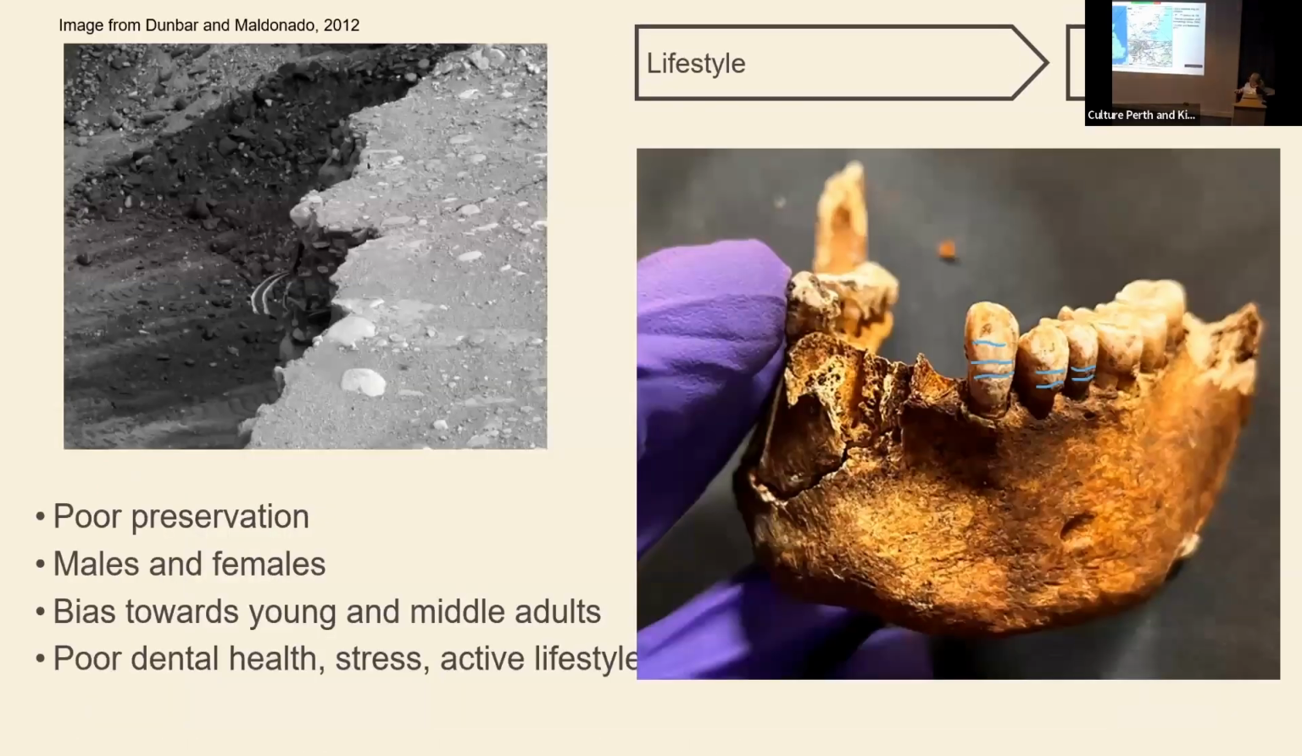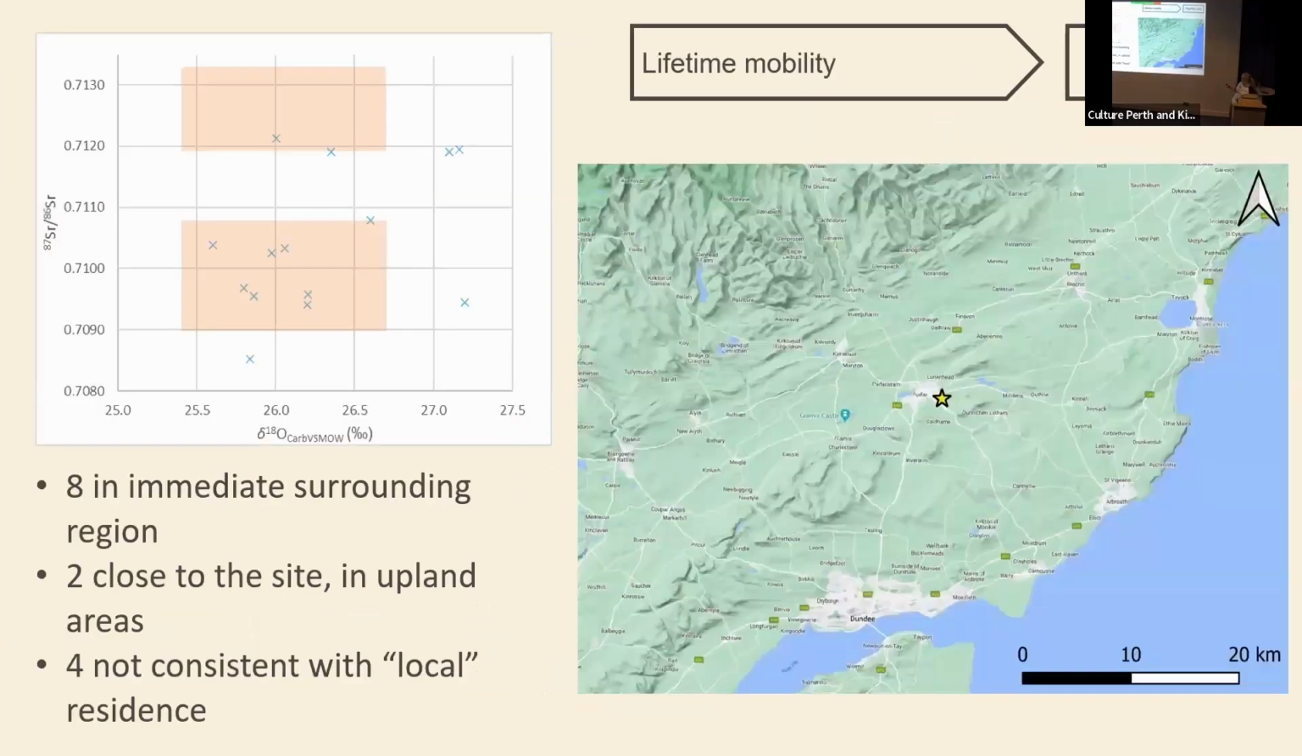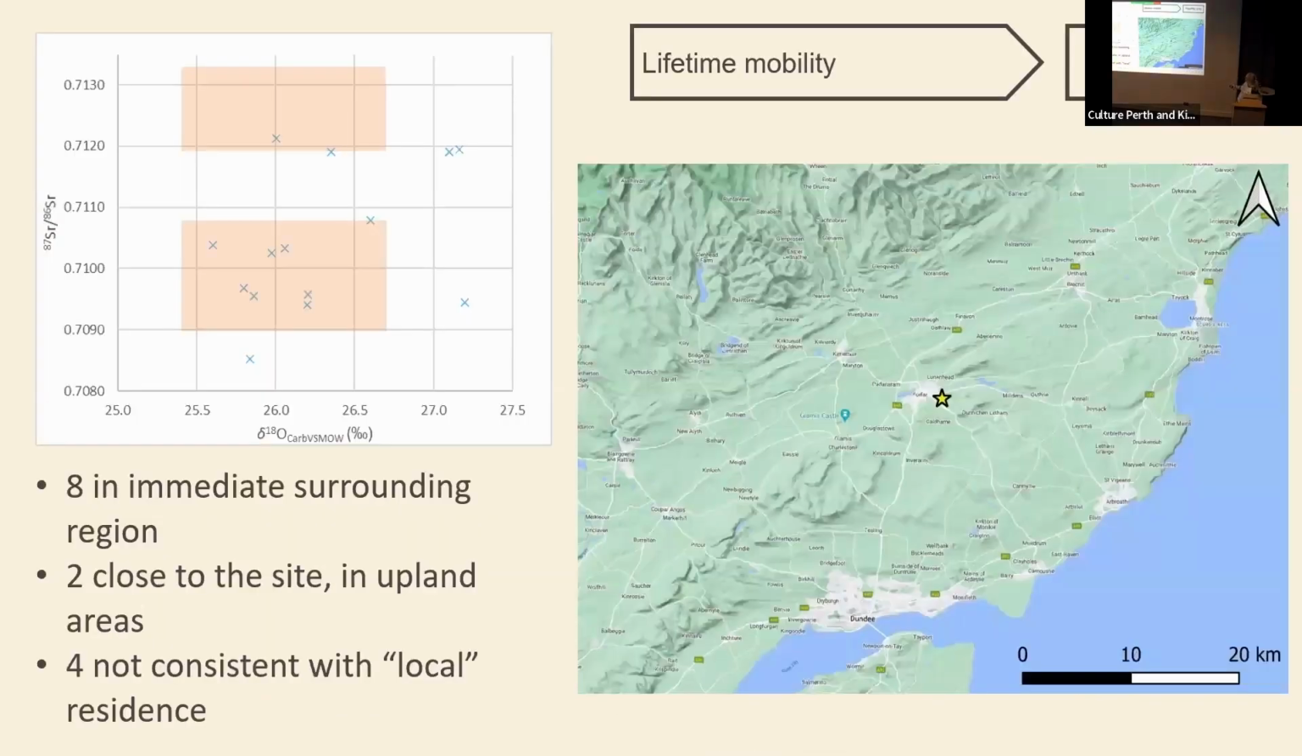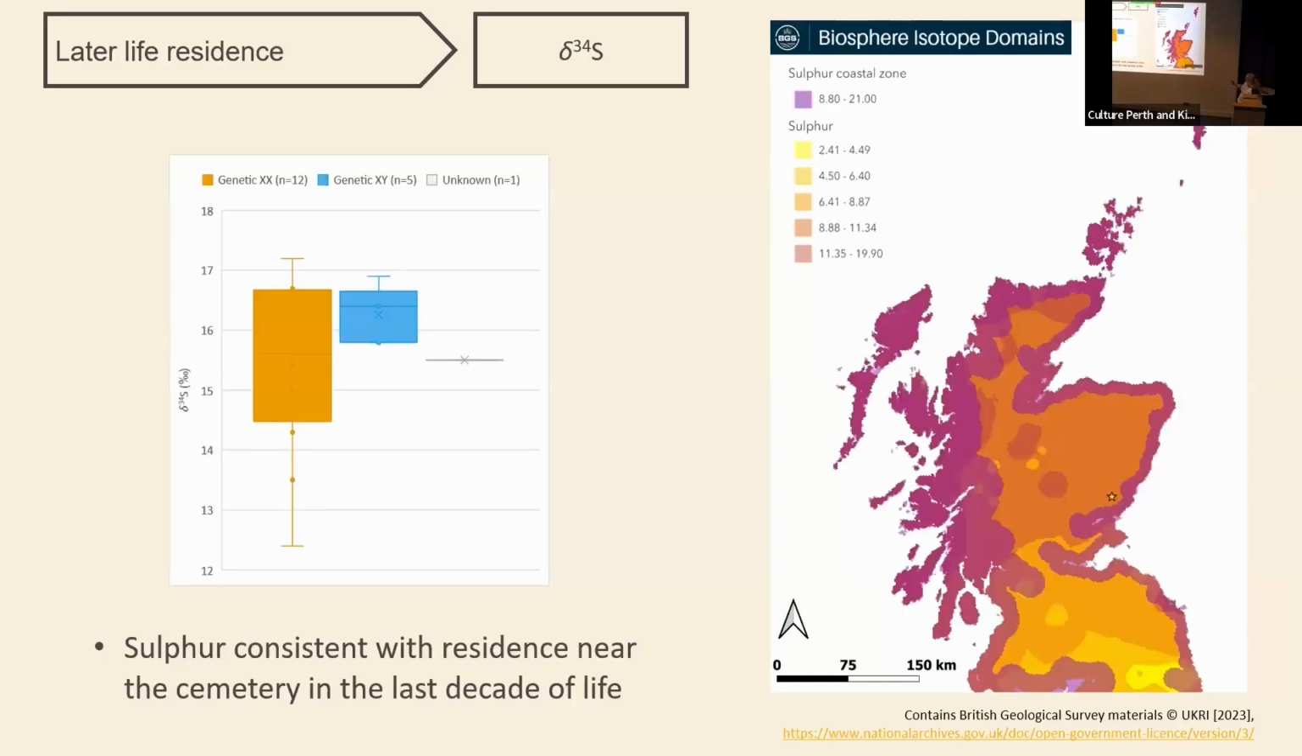Oh, there they are. There are the missing slides. So this is the maps, and that's the area. This is what we mean by the cairns. So yeah, beautiful maps. Sulfur, yay.